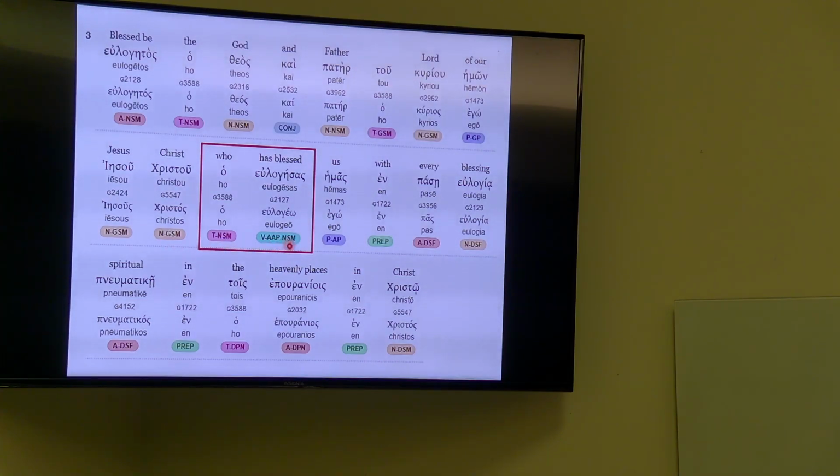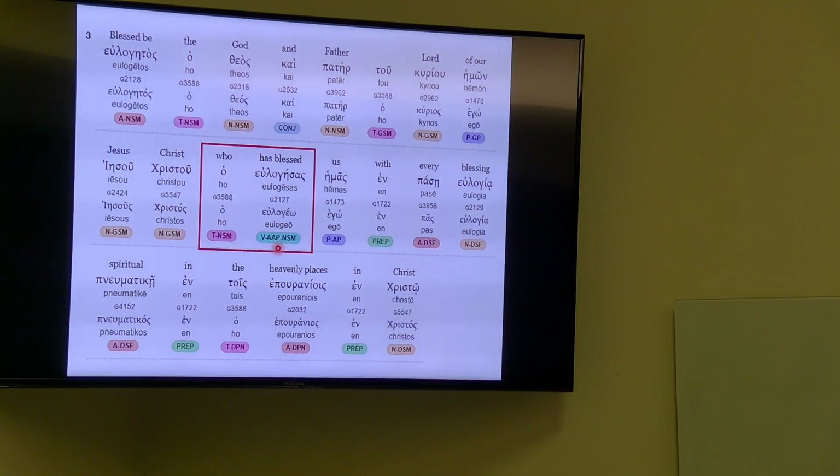But because it is nominative singular masculine, we have to go back and find the last nominative singular masculine, and you've got God and Father, or God, Father. This is actually a construction that means it's the same one, the God and Father. And so that helps you to know who the "who" is. It is God who blessed us. Also, it is an aorist active participle.